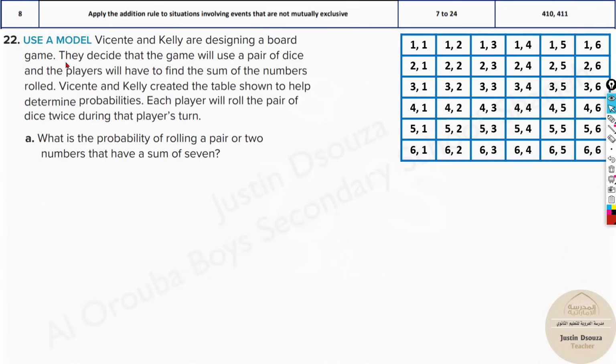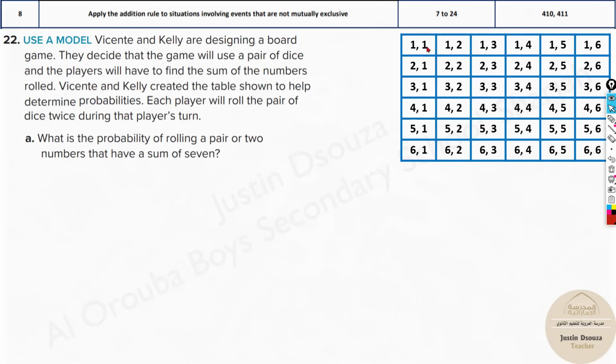Vicente and Kelly are designing a board game. They decide that the game will use a pair of die and the players will have to read the sum of the numbers rolled. Vicente and Kelly have created this table to help determine the probabilities. Each player will roll a pair of die twice during the player's turn. What is the probability of rolling a pair or two numbers that have a sum of 7?